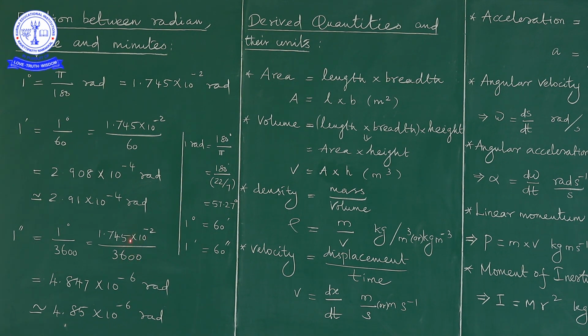While doing the mathematical calculation or the logarithmic value, we can get 4.847 into 10 to the power of minus 6 radian. Approximately we can call 1 second is equal to 4.85 into 10 to the power of minus 6 radian. Up to this, we have discussed the relation between radian, degree and minute.